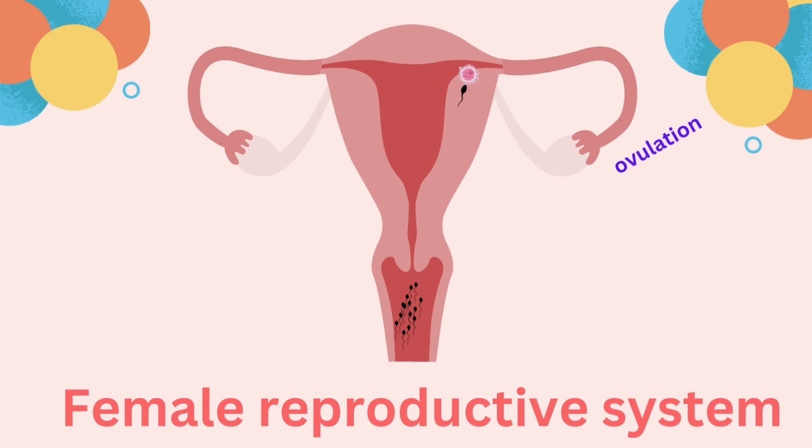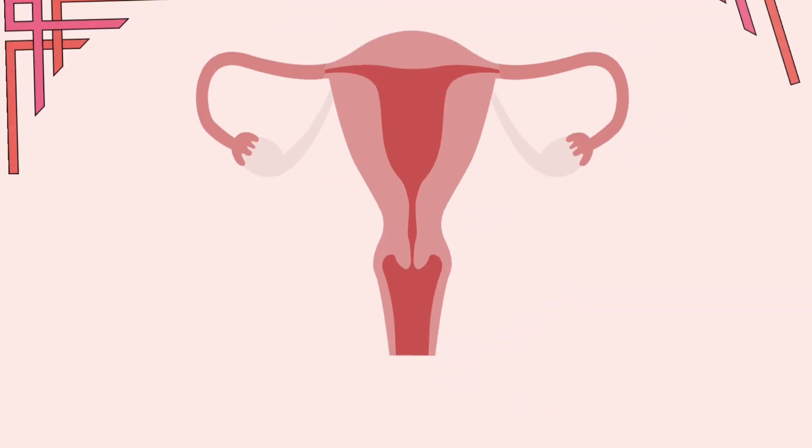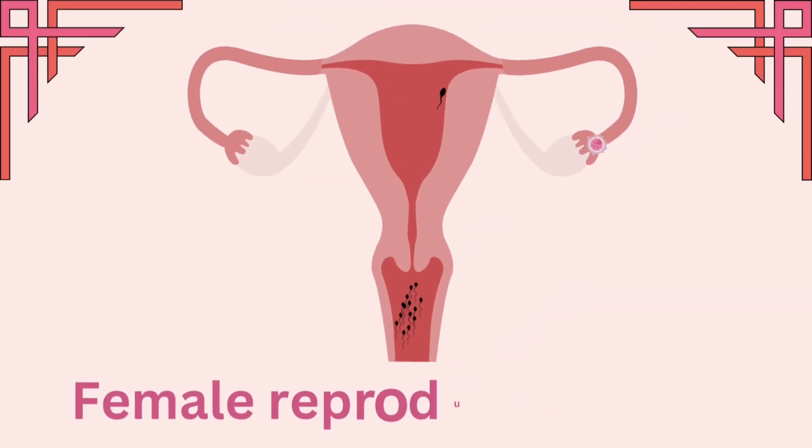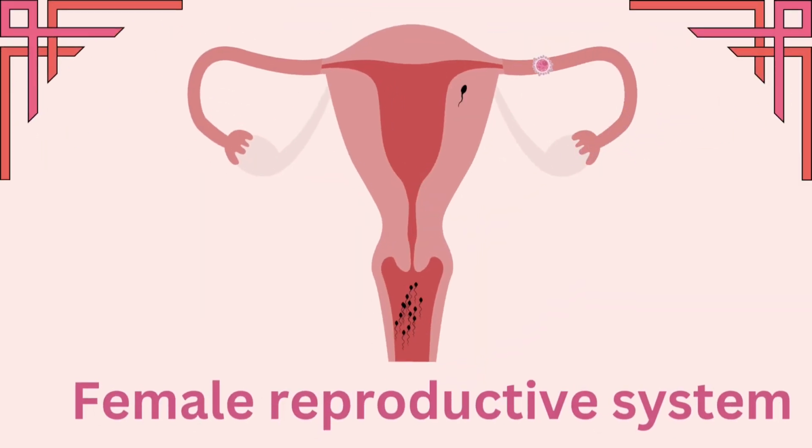Now, here's where the magic happens. During sexual intercourse, sperm are deposited in the female reproductive tract. From there, they make their way through the cervix and into the fallopian tubes, where fertilization takes place. If an egg is present in the fallopian tube, the sperm's journey continues.